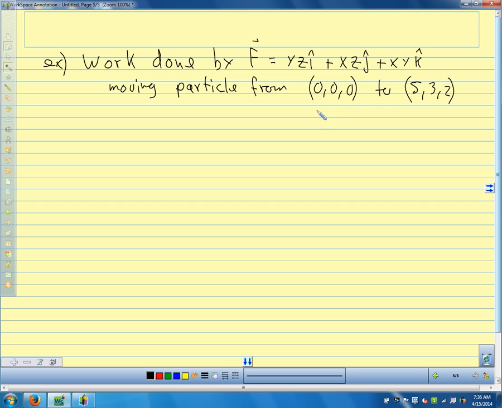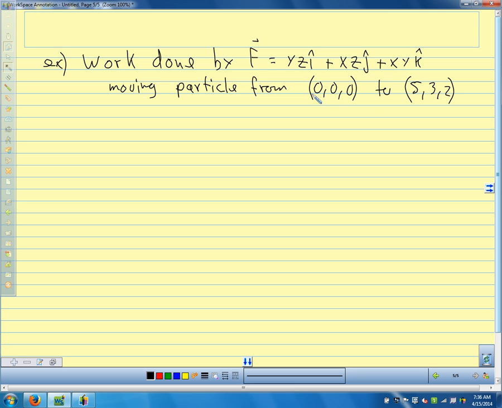We need to parameterize the line from 0, 0, 0 to 5, 3, 2. We need parametric equations for the line because we need r and r prime. We need to do f dot r prime. So we need parametric equations for our line to do f dot r prime. Or we could think of the unit tangent vector. What would be r prime?